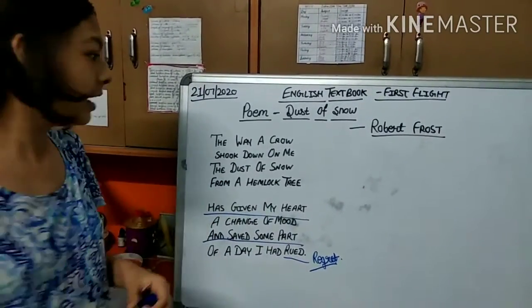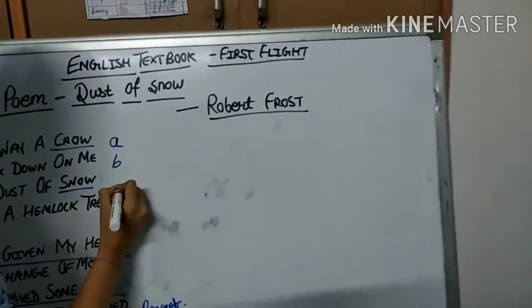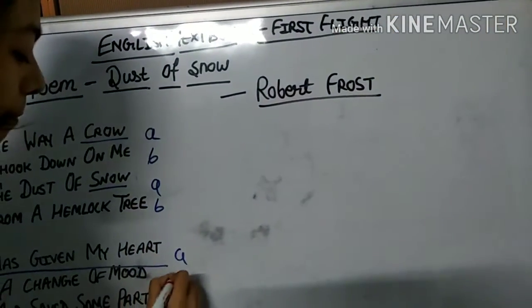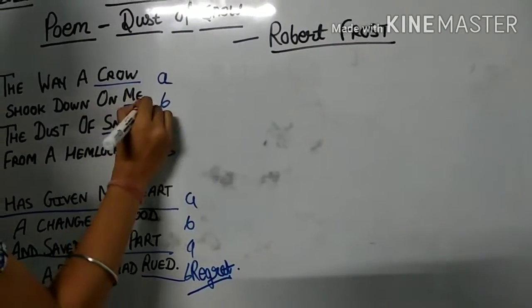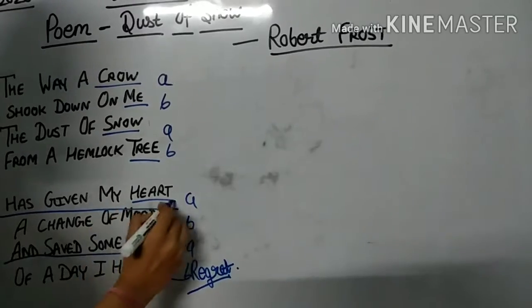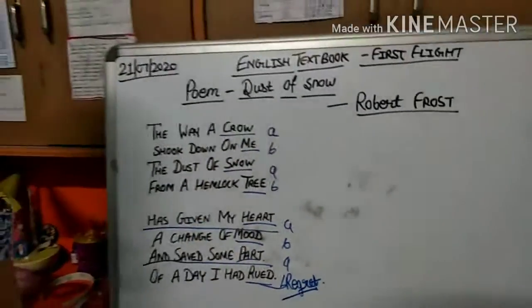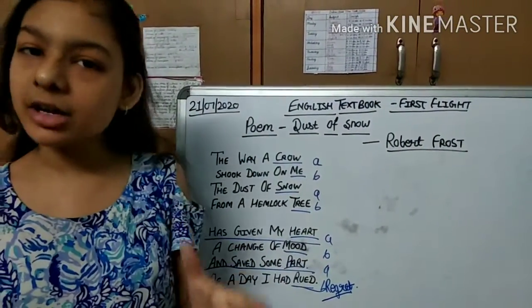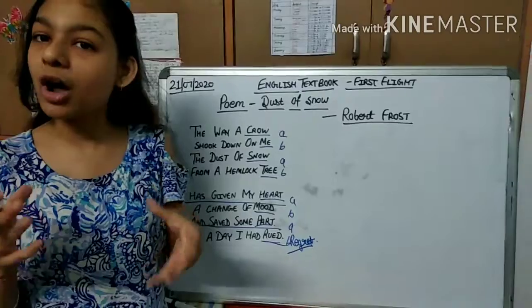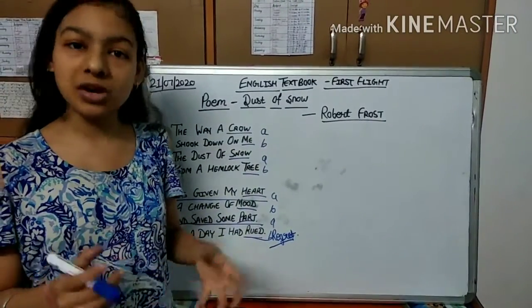A B A B. Here crow, snow. Me, tree. Heart, part. Mood, rue. So the rhyme scheme is ABAB. Here, do you understand what a hemlock tree is? Hemlock tree is a poisonous tree with white flowers on it. So now let's discuss its question answers.